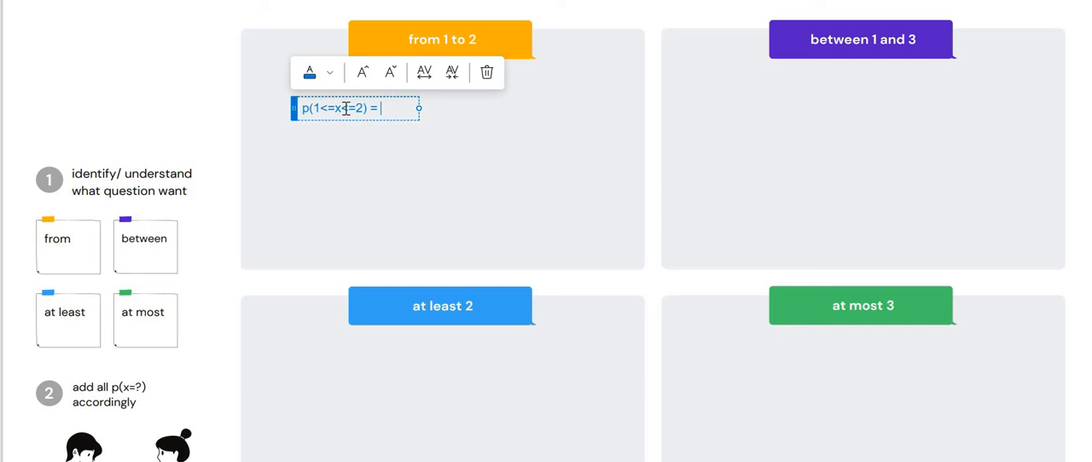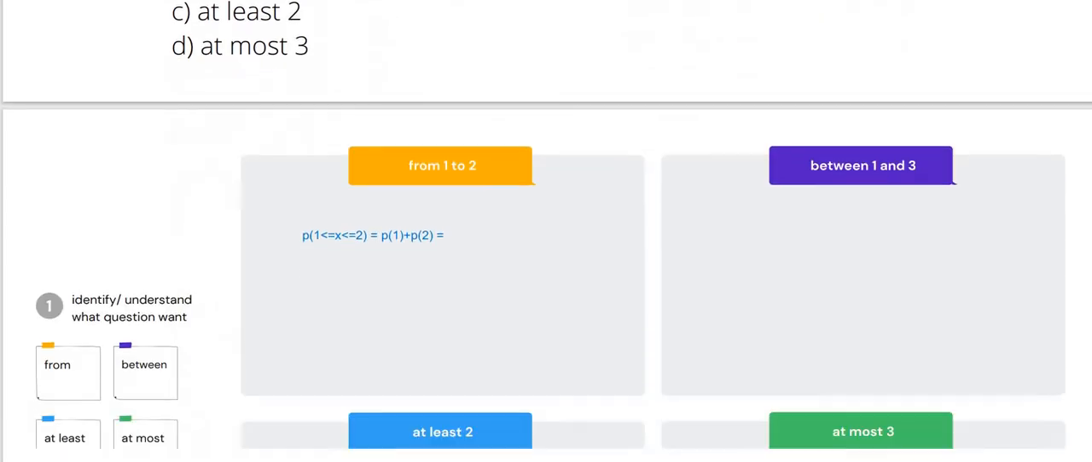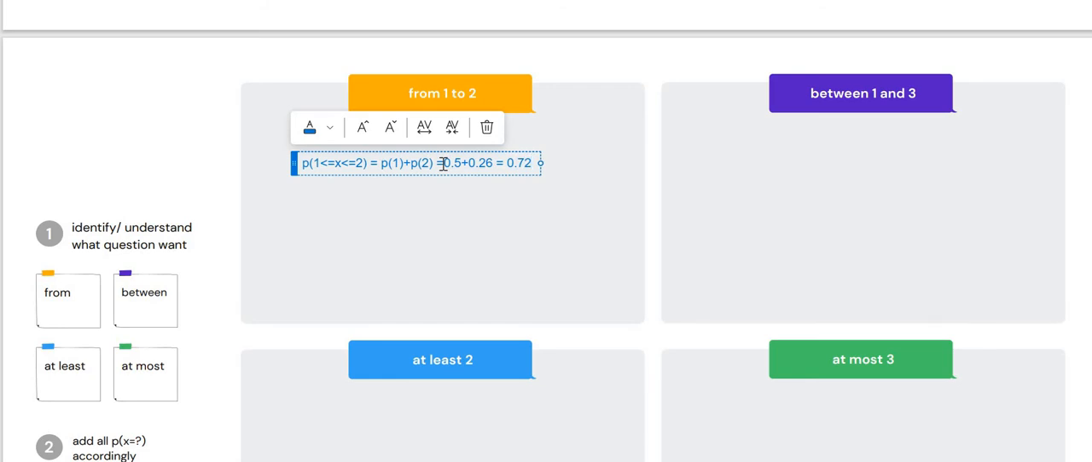So how to find this? It means the probability of 1 plus the probability of 2. What are the values for P1 and P2? You can get them from this table. This one is P1, this one is P2. You just substitute here: 0.5 plus 0.26 equals 0.72.